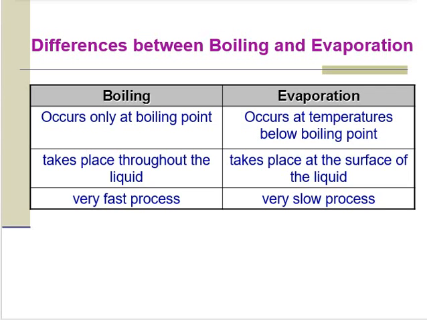Alright, so therefore evaporation only can take place at the surface of the liquid. So now let's take a look at some key differences between boiling and evaporation. Boiling only occurs at the boiling point. For example, water boils at 100 degrees Celsius, so water will only boil at 100 degrees Celsius. That's where boiling will occur.